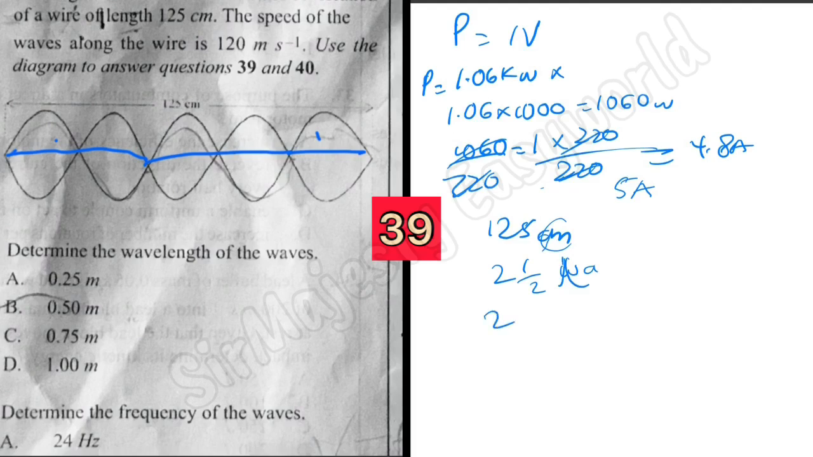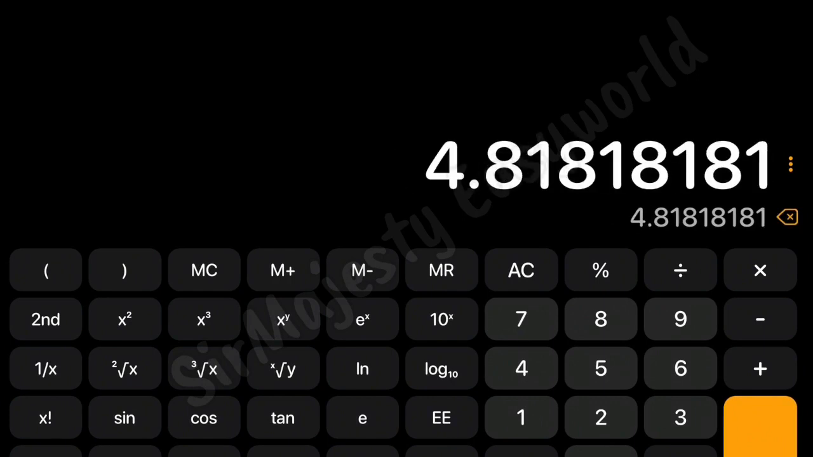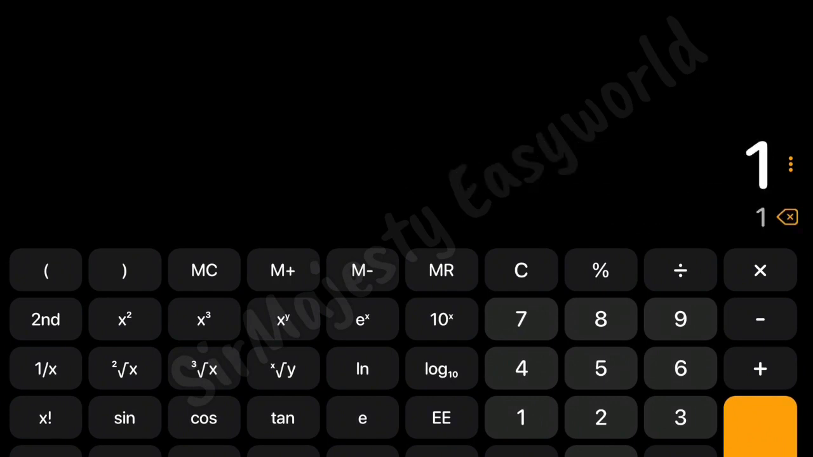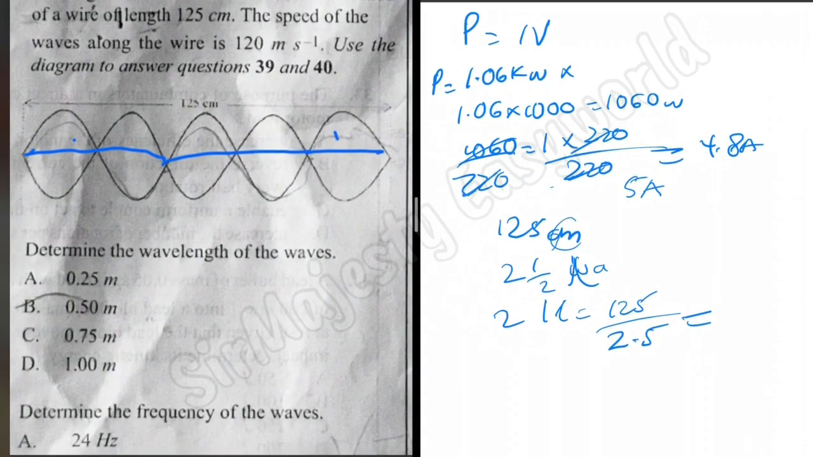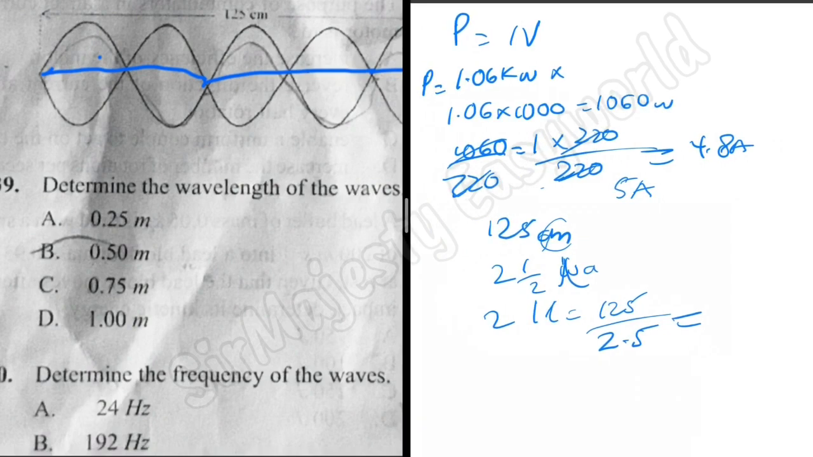So if 2.5 wavelengths make up 125, that means the value of one wavelength will be 125 divided by 2.5. That will be 50 centimeter. So I need to convert 50 centimeter to meter. That will be 50 divided by 100, so that will be 0.5 meters. So the correct answer to this question is B.